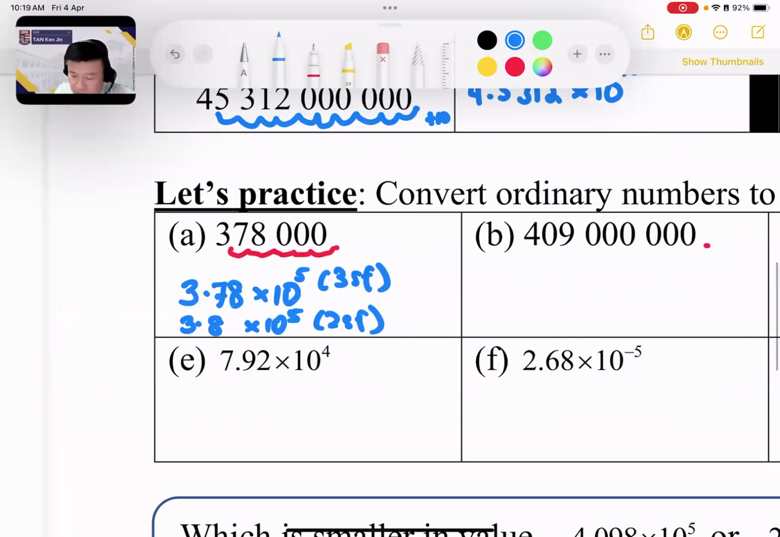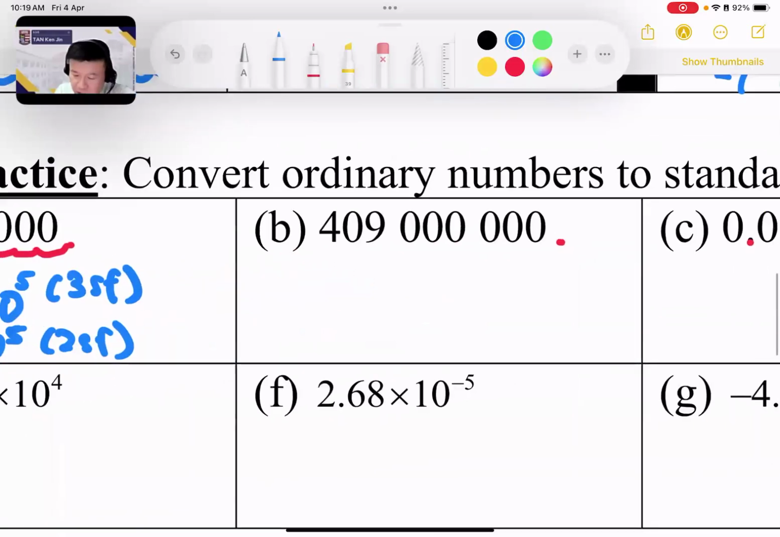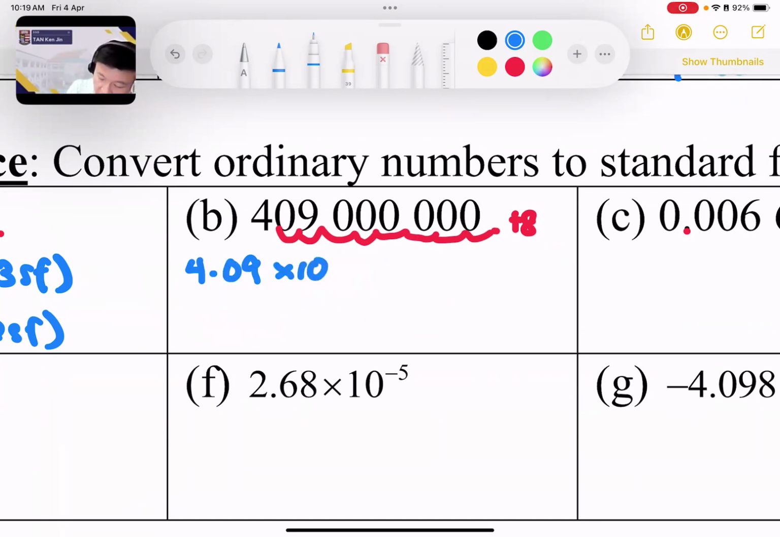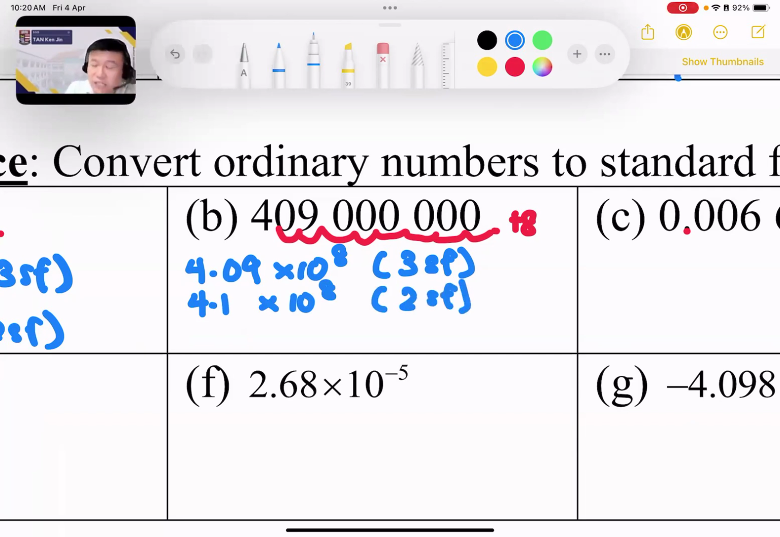Let's take a look at this one. I have 1, 2, 3, 4, 5, 6, 7, 8. So I'm moving it forward 8 times. Therefore, it's 4.09 times 10 to the power of 8. This is if I want 3SF, or 4.1 if I have 2SF. If I just want one significant figure, then it's just 4 times 10 to the power of 8, 1SF.